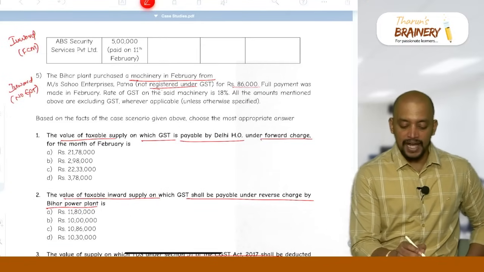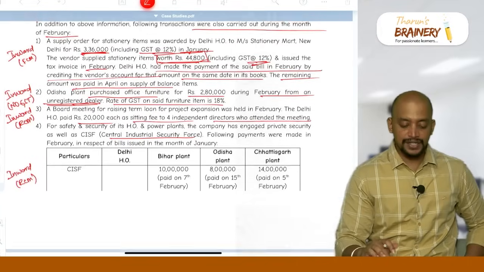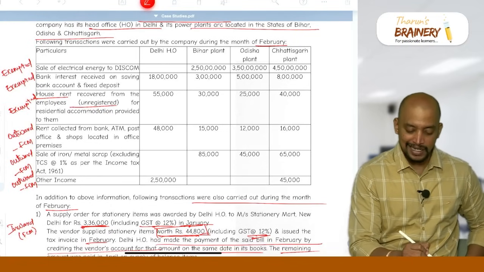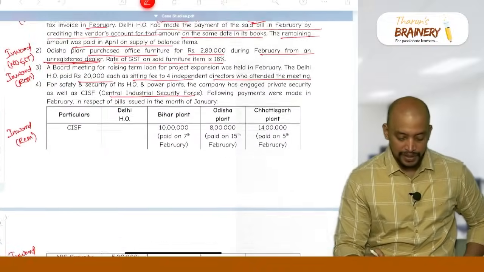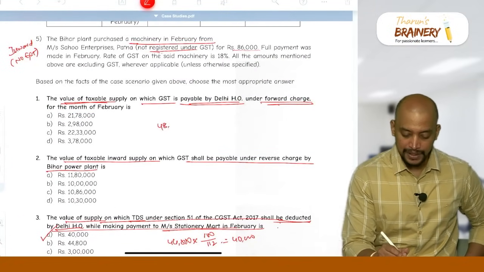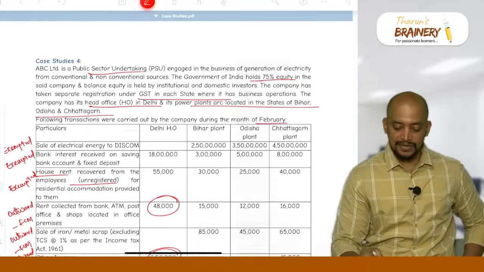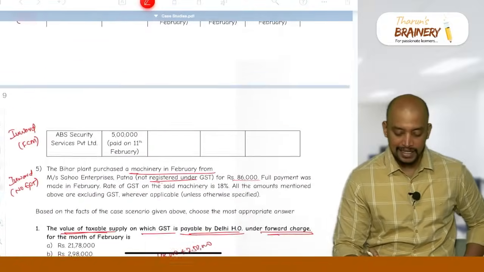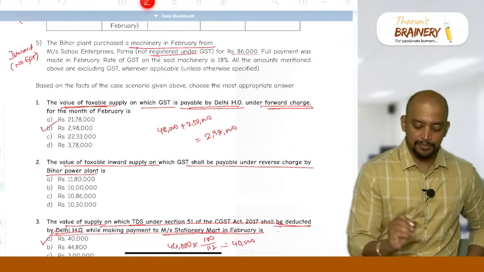First question: value of taxable supply on which GST is payable by head office under forward charge. So see the outward under FCM. For Delhi head office, what is the outward under FCM? Of these 3 transactions, 48,000, but here we don't have anything, 2,50,000. Anything outward, no. So only 2: 48,000 plus 2,50,000. Anything else? No. Electricity will not be coming, and bank interest is exempted, house rent is exempted, we don't have any other transaction. So 48,000 plus 2,50,000 is 2,98,000. So option B is the answer.